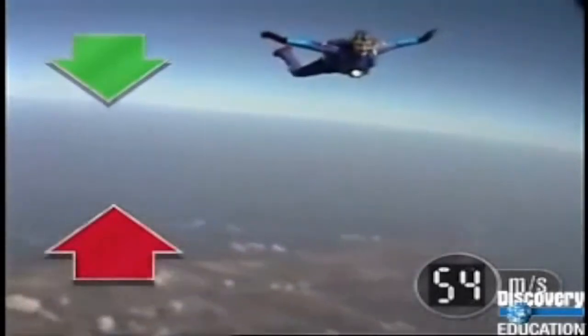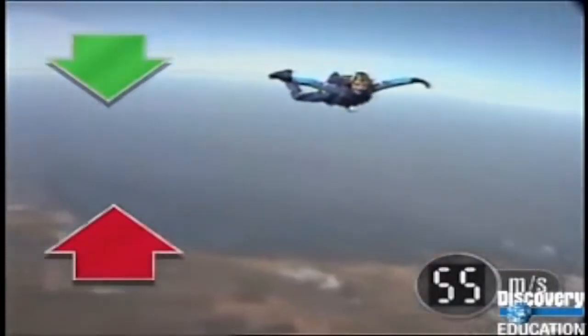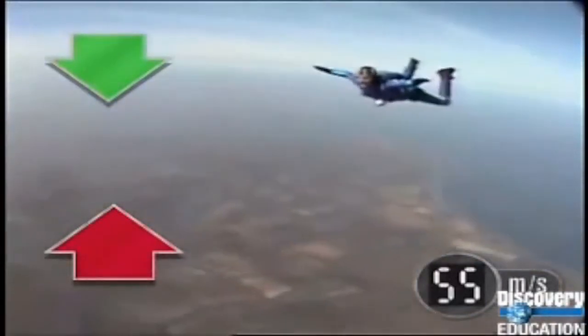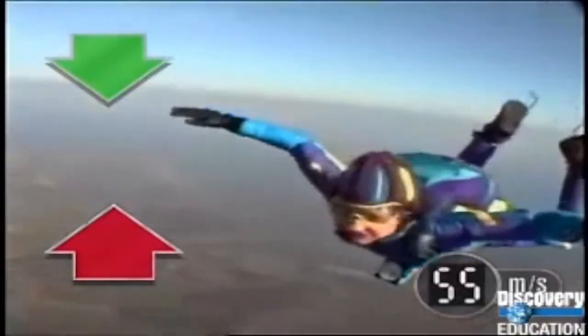Eventually, the upward force of the air resistance equals the downward force of gravity. Now when this happens, the skydiver is now falling at terminal velocity. This is called the first terminal velocity. When the forces are balanced, the speed remains constant, but this is unsafe for landing.